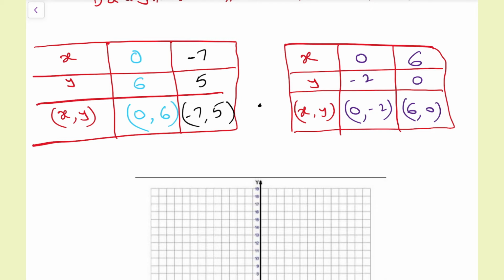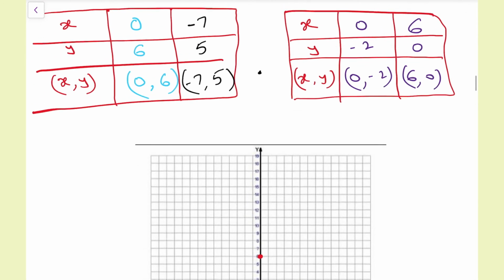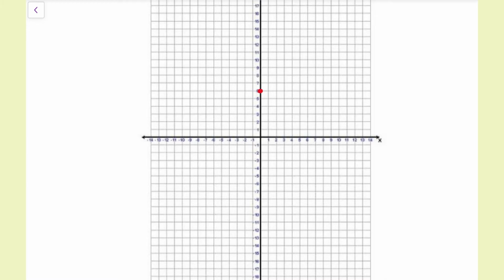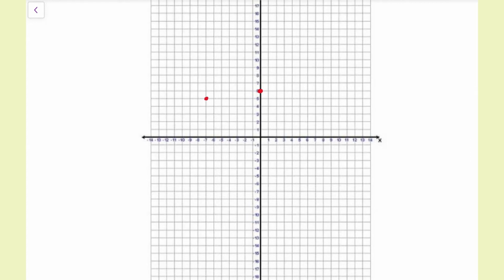First point is (0, 6). So this is (0, 6). I'll change the pen, it's better, I think so. Next point is (-7, 5). This comes at (-7, 5). We got one point (0, 6) and one point (-7, 5). These 2 points, with the help of a scale only, we need to join. After joining, just keep arrows on the line because it is extending continuously like that only.